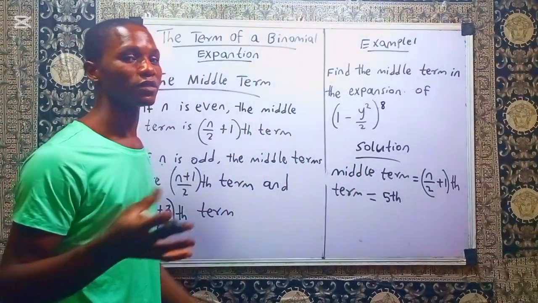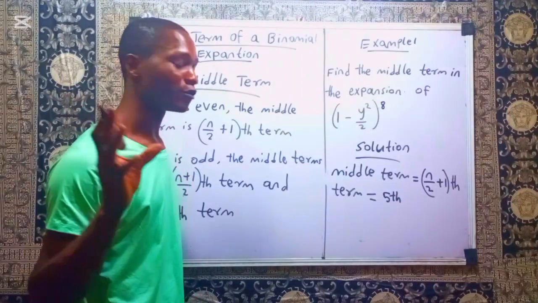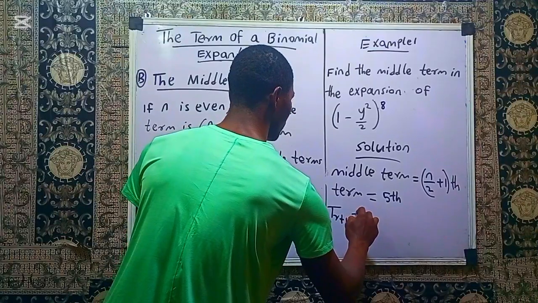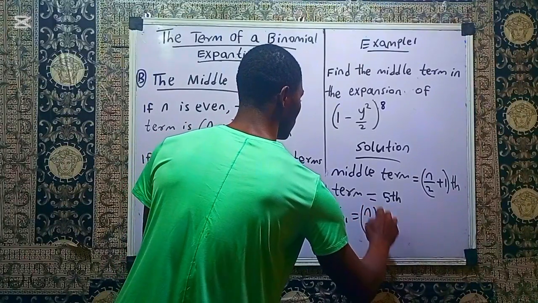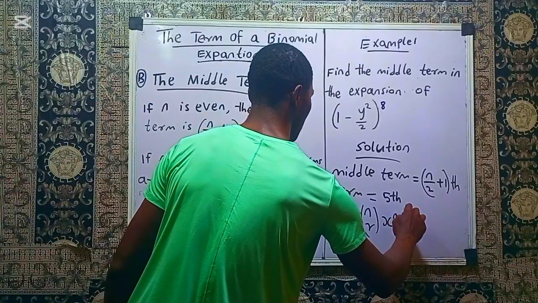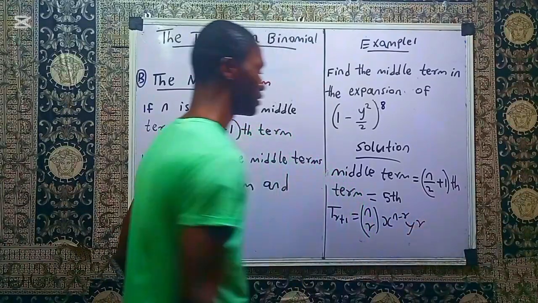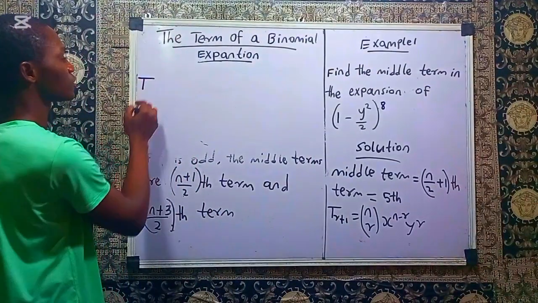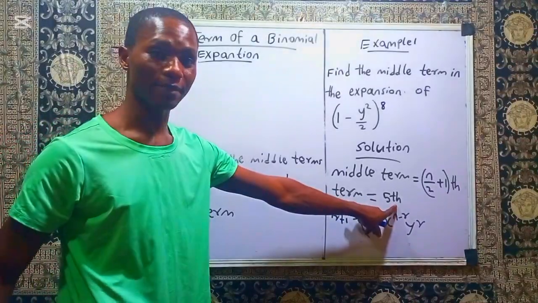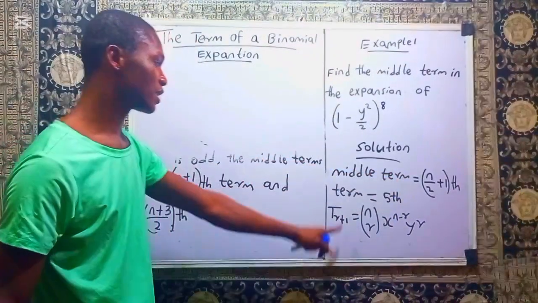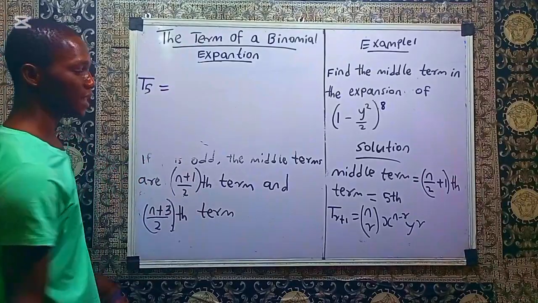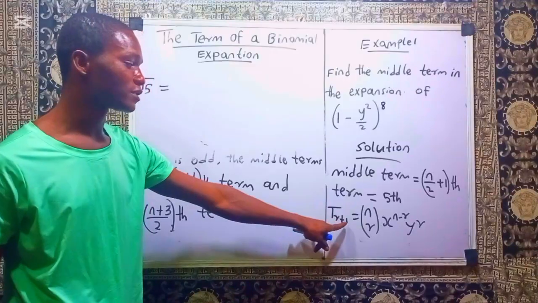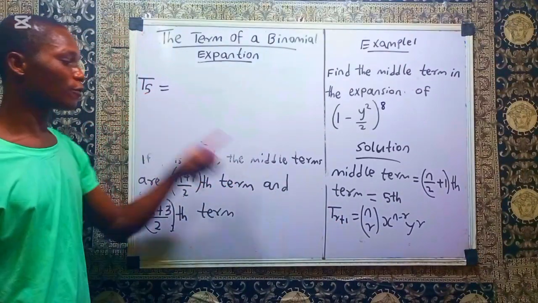We are going to use the general term formula of a given binomial expansion. That general term formula is given by t sub r plus 1 equal to n combination r multiplying x raised to power n minus r, y raised to power r. This is the general term formula of a given binomial expansion. So we are going to say t sub 5. Remember, we are looking for the fifth term now. That fifth term is the middle term. We can write this 5 as 1 plus something. So what will you add to 1 to make 5? That will be your r.